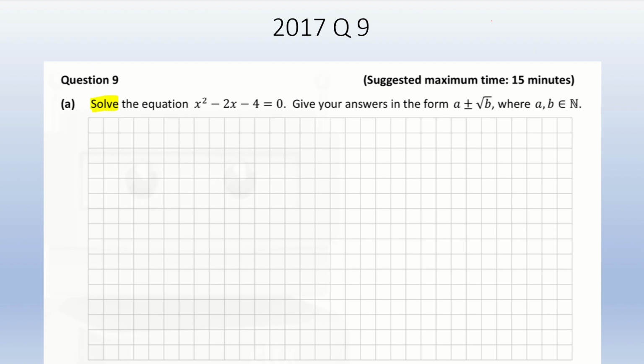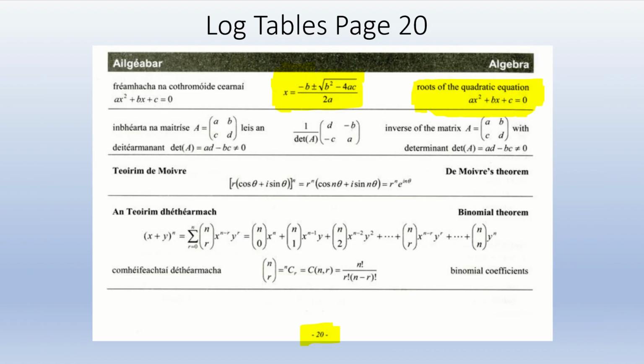minus 2x minus 4 is equal to 0. And then it asks you to give your answers in the form a plus or minus root b, where a and b are elements of N. So we're just going to concentrate on this for a minute. Your answer should look like a plus or minus root b. And we'll have a look in a minute. That's a real telltale sign that you should use your quadratic formula.